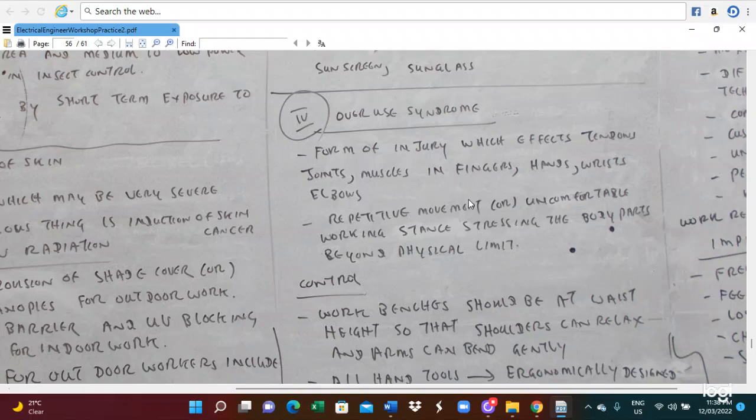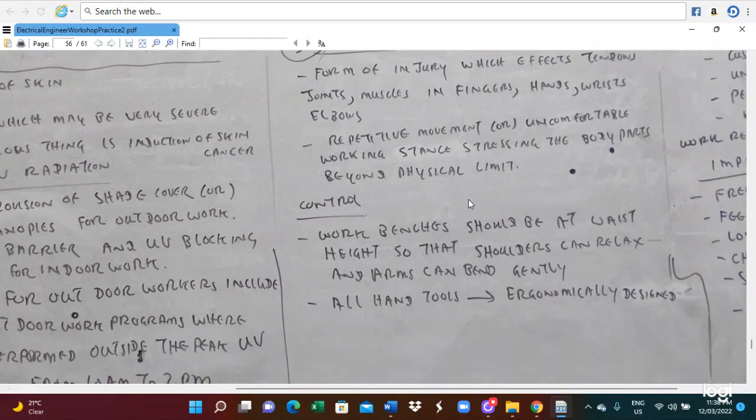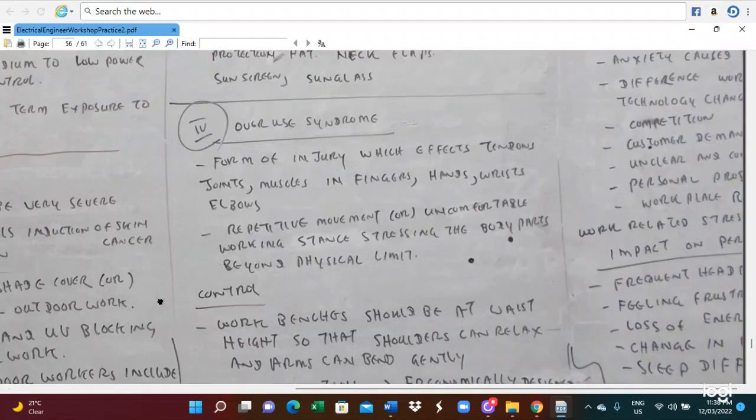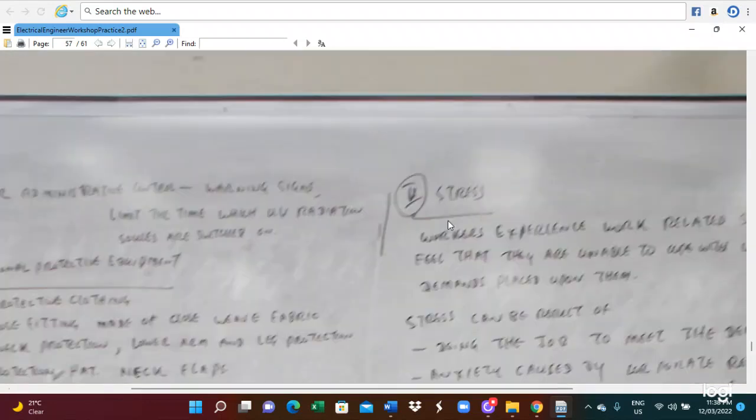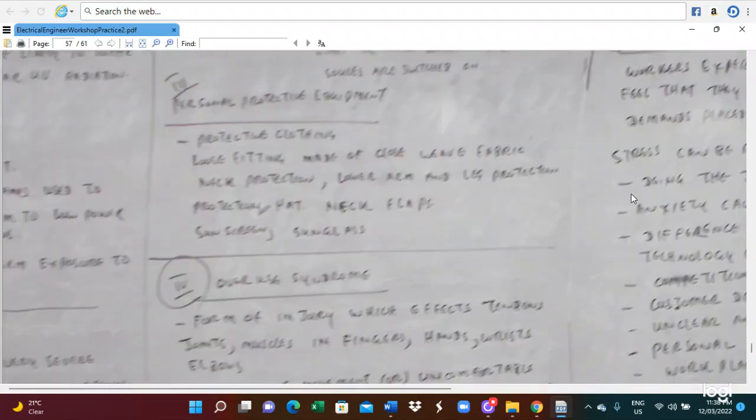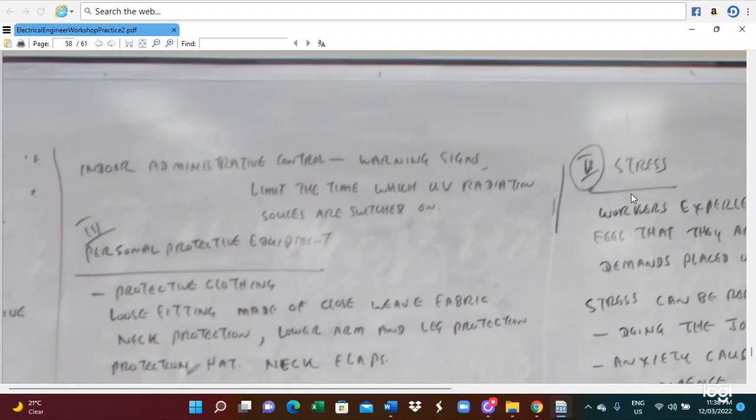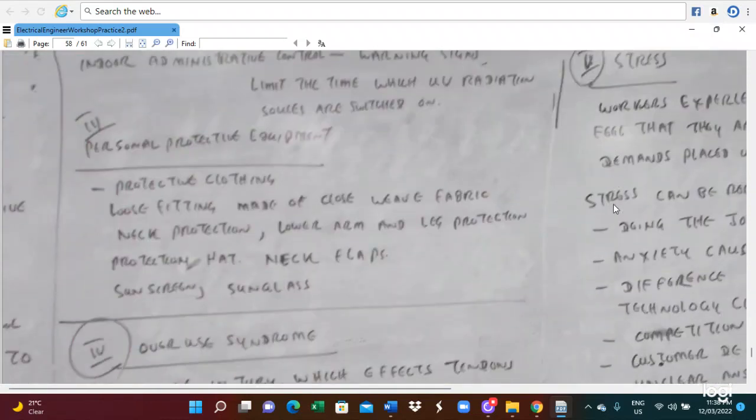So we have to control the appropriate work band, the work bench needs to be set at the appropriate level. Therefore, you don't need to bend your back to do the job. All handles need to be ergonomically designed, which is also an important aspect. In the meantime, you also have to utilize appropriate personal protective equipment. Protective clothing, protective head cover, protective earplugs and sunglasses need to be utilized.